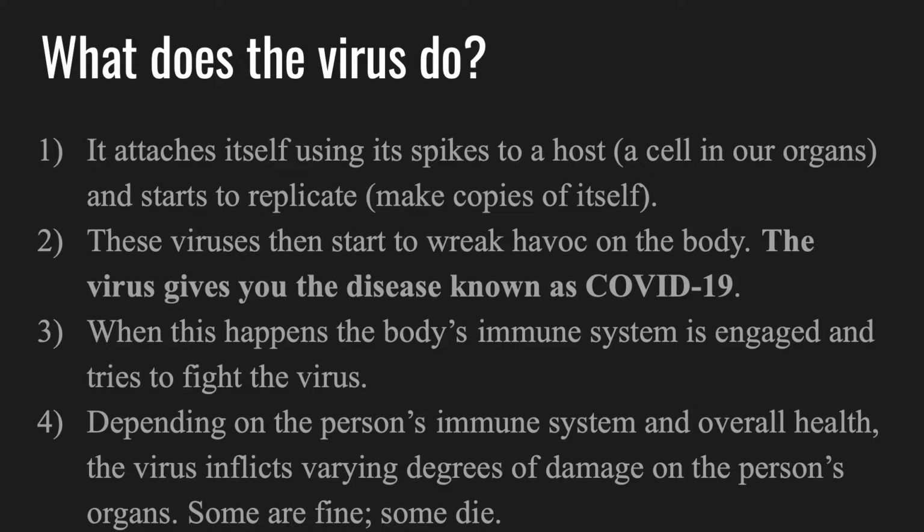Third, when this happens, the body's immune system is engaged and tries to fight the virus. So you get the virus and your immune system starts to work to try to stop the virus. This is where we have varying degrees of efficiency regarding our own immune responses, because number 4 is going to play the most important role in you paying attention here. Depending on the person's immune system and overall health, the virus inflicts varying degrees of damage on the person's organs. Some are fine, some die.